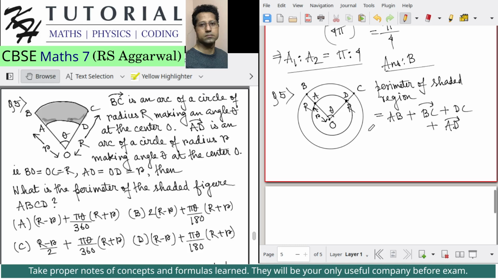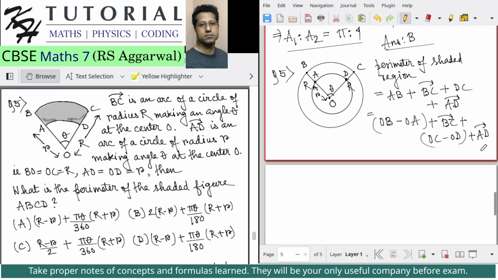Okay. Now what is AB? AB is nothing but OB minus OA, and we have the arc BC, plus DC. What is DC? DC is nothing but OC minus OD, and we have plus the arc AD. Okay. Let the perimeter of the shaded region be denoted with the capital P. Now let's find out what is BC.